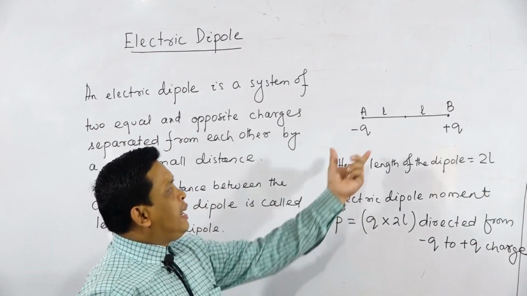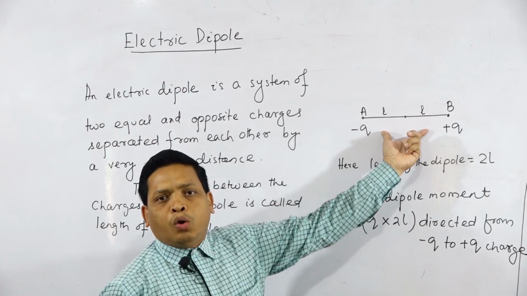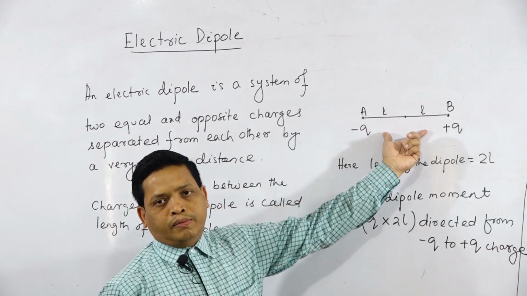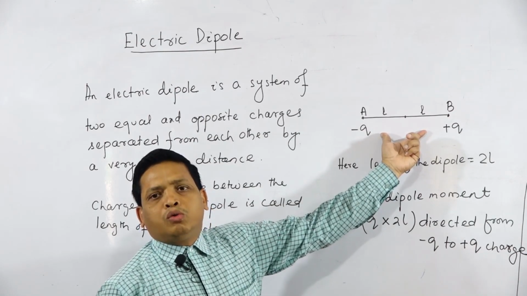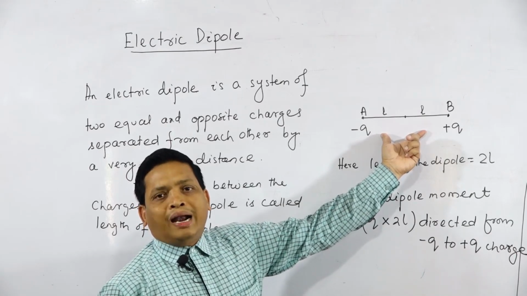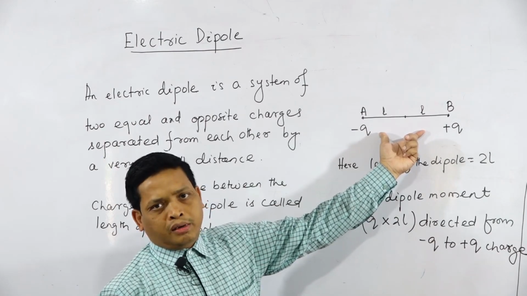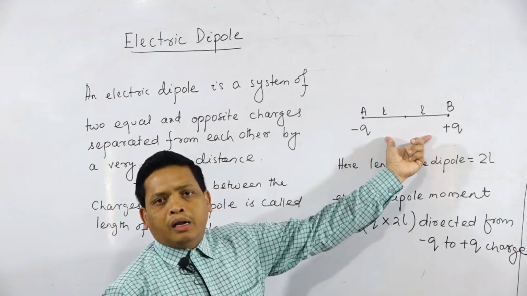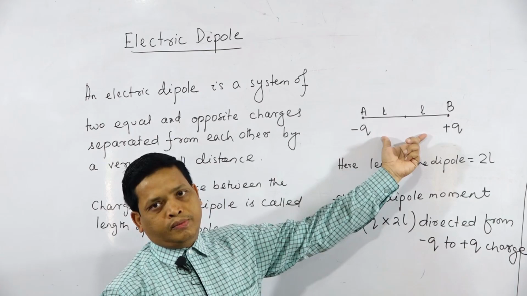Practically, the length of the dipole is a few nanometer or a few angstrom. As you know, 1 nanometer is equal to 10 to the power minus 9 meter, or 1 angstrom equal to 10 to the power minus 10 meter. So the length of the practical dipoles are a few nanometer or few angstrom.